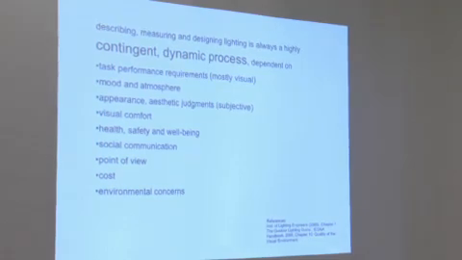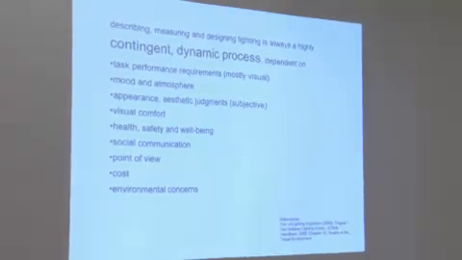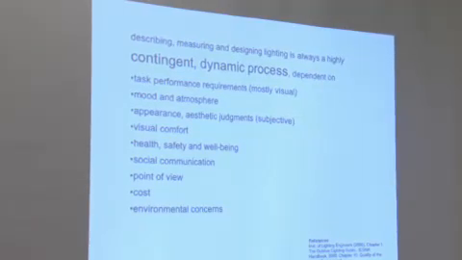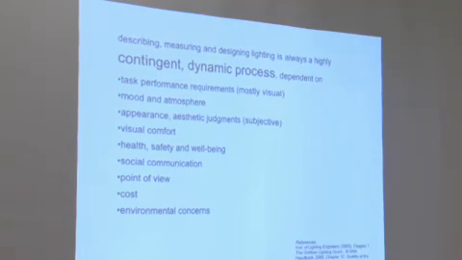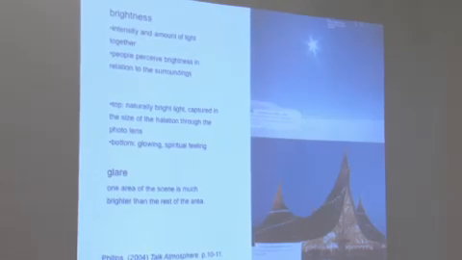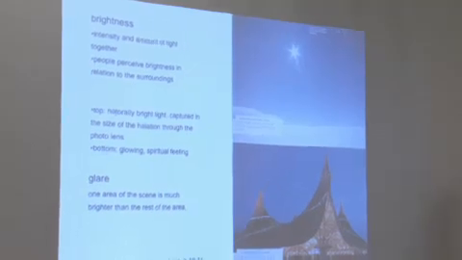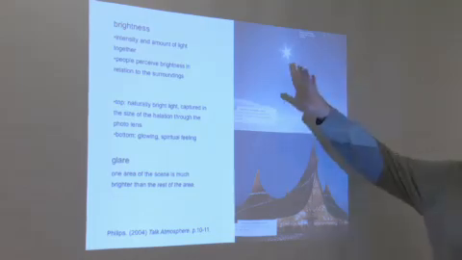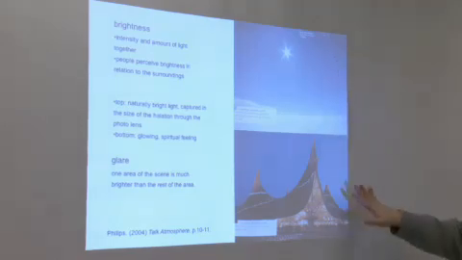Mood and atmosphere are important, the appearance, the aesthetics, the visual comfort related, health, safety, well-being, the social communication aspect of lighting, the different people's point of view, costs, and environmental concerns. So there's a lot to consider. And some specifics. So brightness is both the intensity and the amount of light, and you can sort of see the extremes of staring at the sun, thankfully through a camera lens, and how bright that is versus the glows.